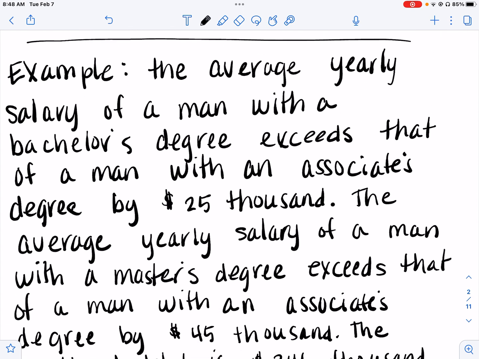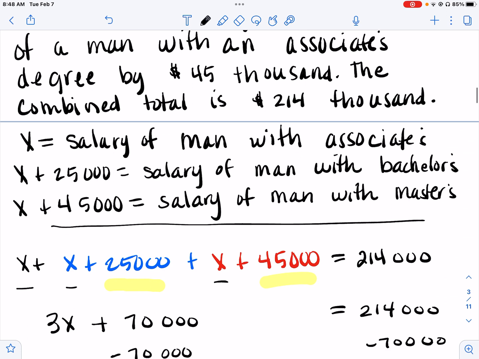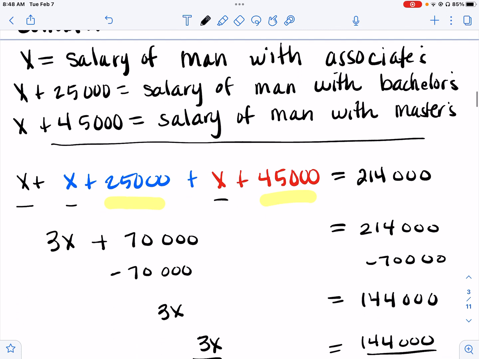Example, the average yearly salary of a man with a bachelor's degree exceeds that of a man with an associate's degree by $25,000. The average yearly salary of a man with a master's degree exceeds that of a man with an associate's degree by $45,000. The combined total is $214,000. Okay. So we're going to let x equals the salary of a man with an associate's.